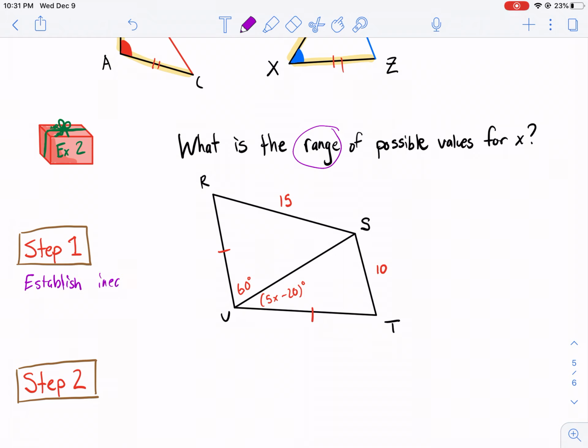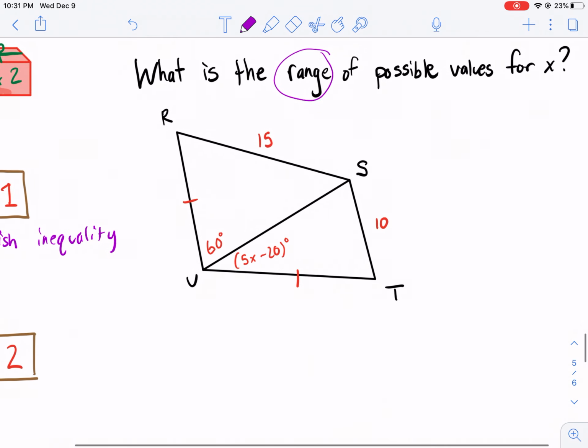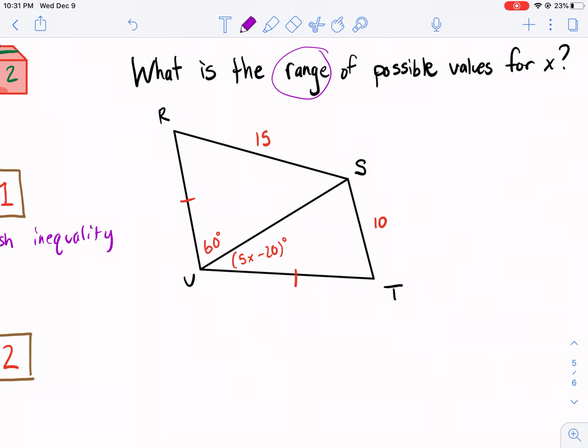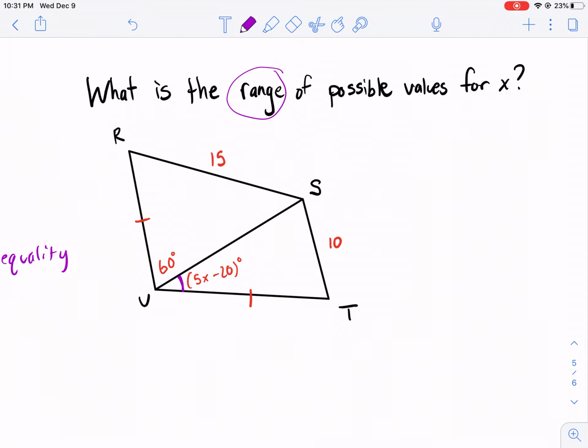Okay, so what do we mean by that? Well, here's our angle in question. What is the range of possible values for x? Here's our angle in question. Okay, so we have this going on. Let me color this in with this purple angle, okay? So this purple angle controls this purple side. I think you guys are aware of that.